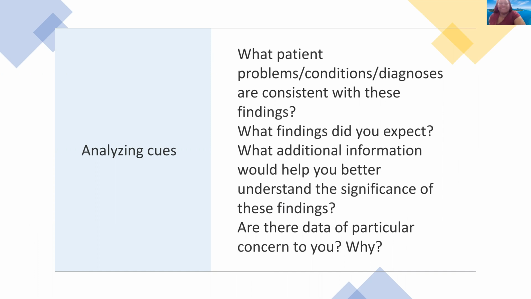Never. So analyzing cues, when we look at this, what patient problem, condition, or diagnosis is consistent with these findings? What findings did you expect? What additional information would help you better understand the significance of these findings? Are there data of particular concern to you, and why? We looked at this gentleman: blood pressure is elevated, vomited 30 minutes ago, severe headache. Does that ring a bell? Does that alert you in any kind of way?